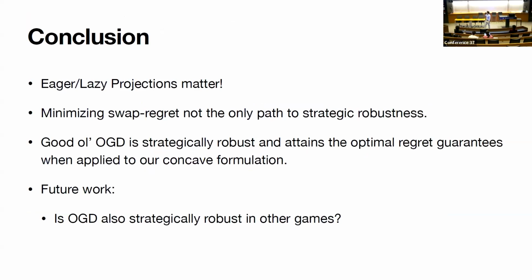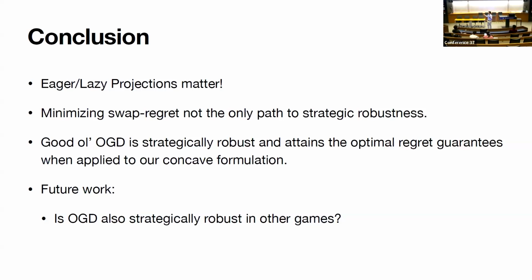To conclude, eager versus lazy projections matter. FTRL with the Euclidean regularizer can be manipulated. And even though FTRL can be manipulated, one should not just directly jump to the conclusion that we need other notions of regret that we need to directly go minimize. There's this huge popular class of eager gradient descent algorithms that you also need to consider, which in this case turned out to be strategically robust. You don't need to minimize swap regret at every time step. There are interpretable simple algorithms that can get you strategic robustness and optimal regret at the same time.